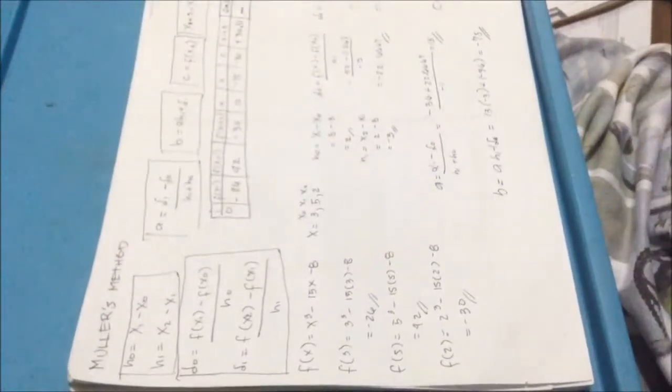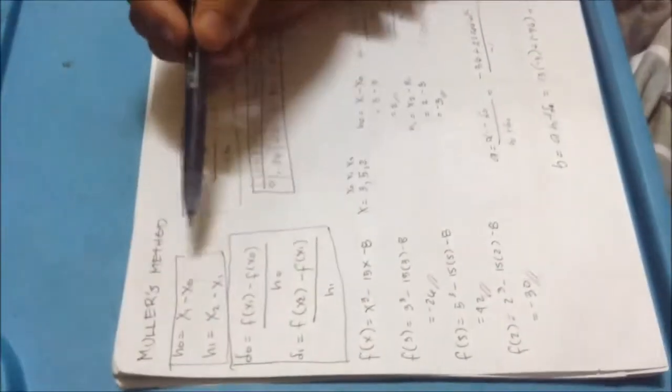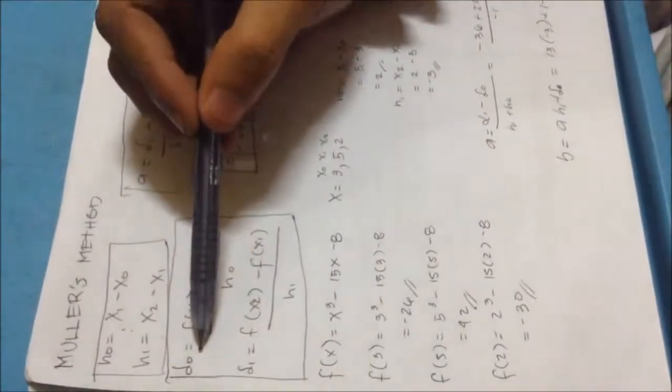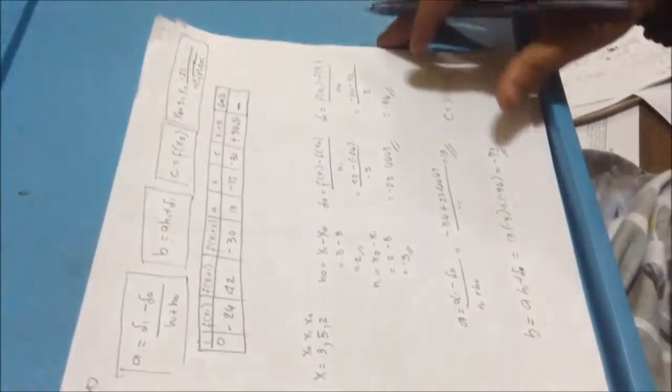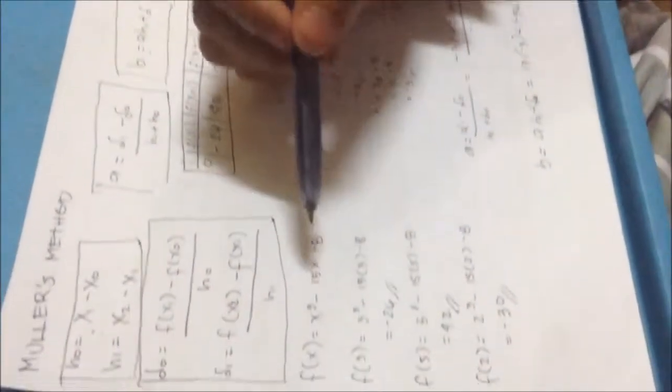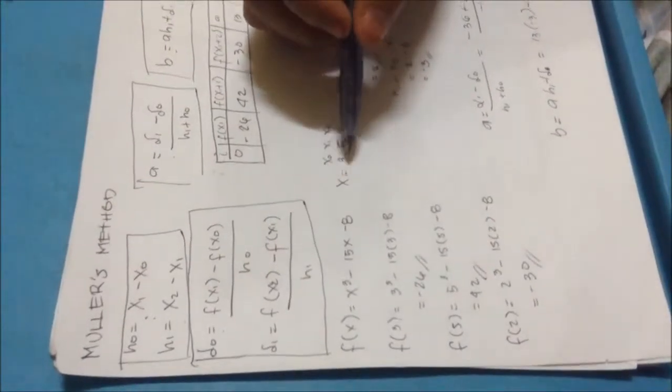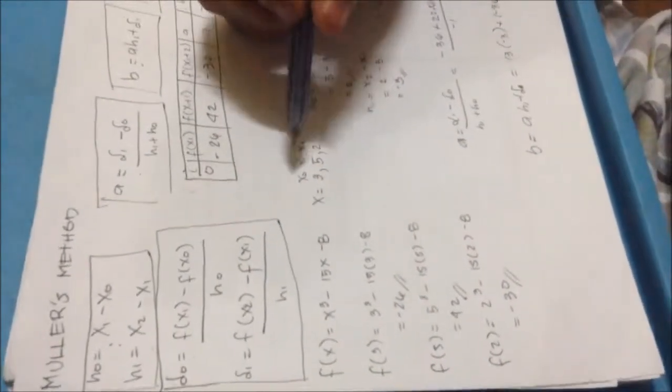So this is the example of Euler's method. First, this is the formula for finding the H0, the H1, the delta 0, the delta 1, the A, the B, the C, and the x plus 3, which is equal to x sub 2. First, we're given an equation of x cubed minus 15x minus 8, and we are given values of x, which are 3, 5, 2, which are x sub 0, x sub 1, and x sub 2.